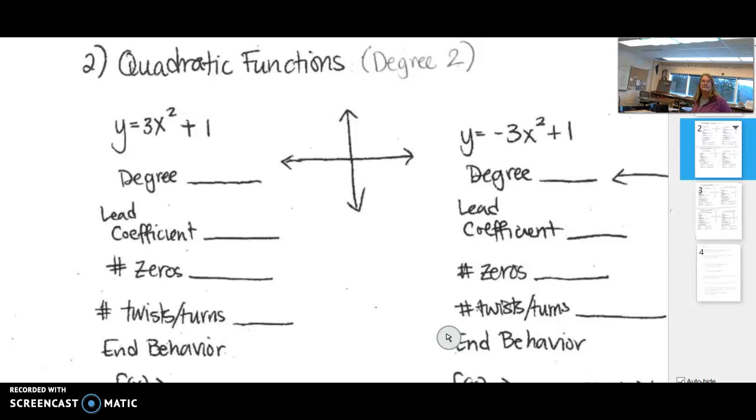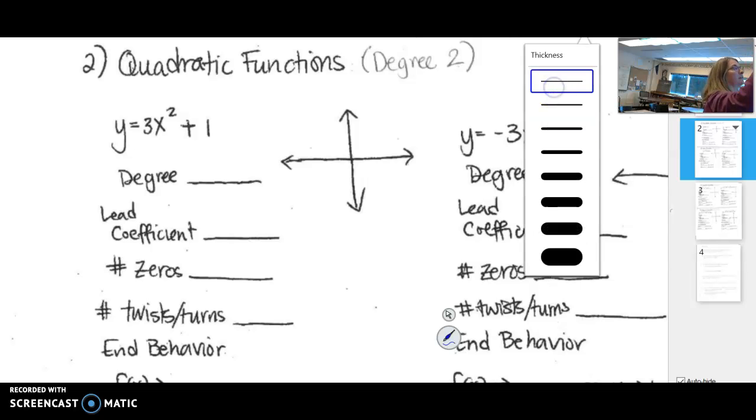Okay, let's take a look at what happens to the end behavior of a polynomial of degree 2, which is called a quadratic function. So we're just going to take a look at a couple of different examples, and then again, after going through this entire investigation, try to generalize the results.